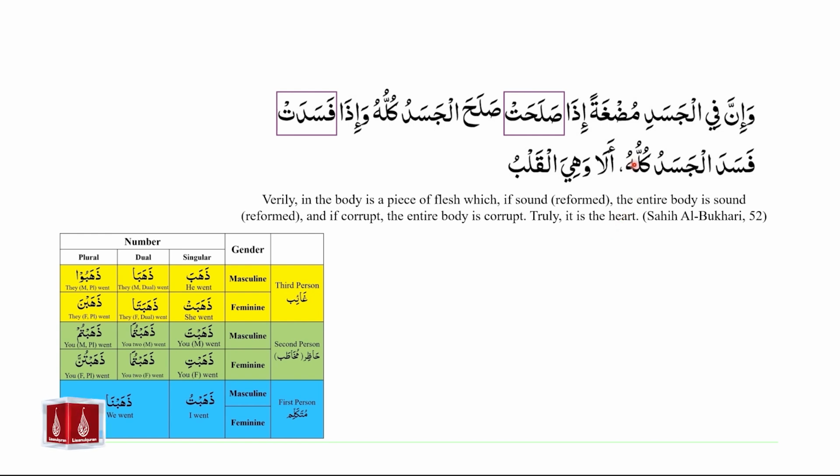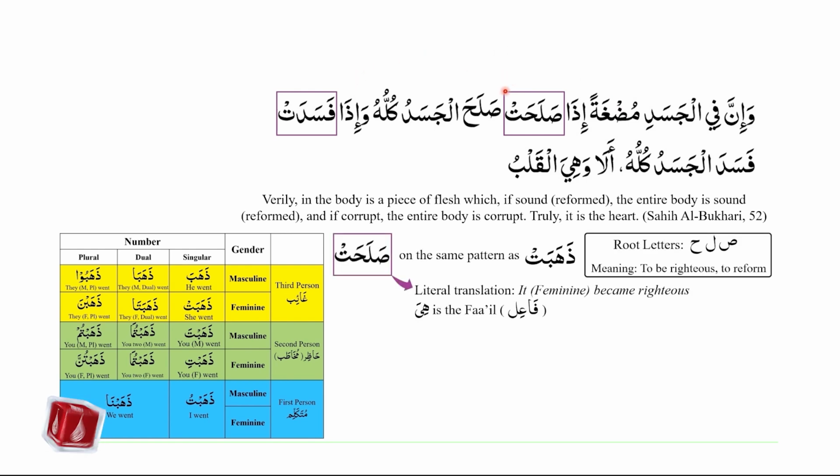In this hadith, in the Arabic text, let us focus on swalahat and fasadat. If we pay attention to swalahat, we will see that swalahat is written on the same pattern as zahabat. Looking at our table of the 14 jumla fi'liya sentences that we made, zahabat was used for she went, and zahabat belonged to the cell that was singular and feminine. Swalahat is written on the same pattern as zahabat.